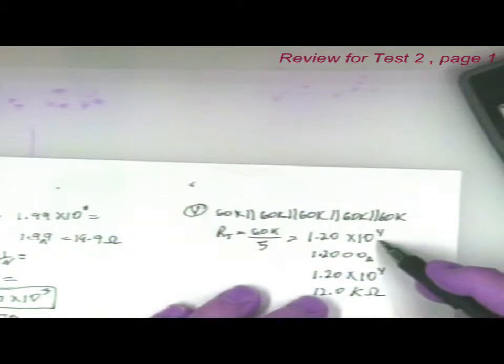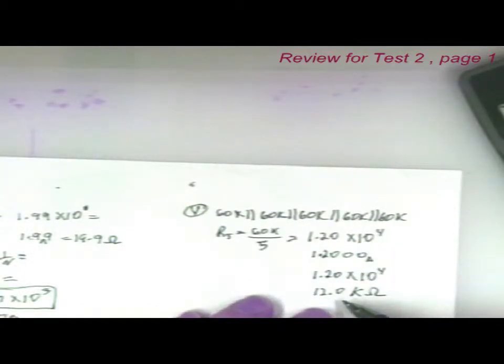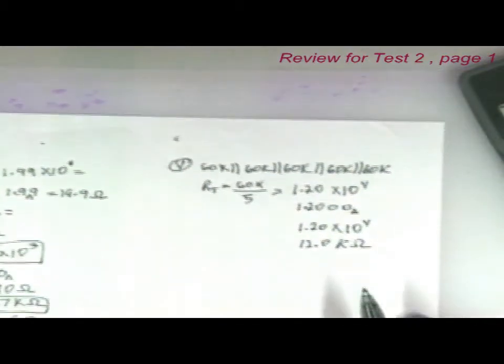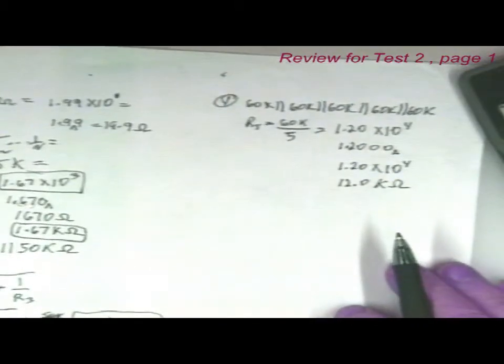I hope you're getting that, and if you're not, you need to go over that a couple of times. That's a fairly important point. The truth is, if you get this answer here, 1.20 times 10 to the 4th, I will know you know what you're doing, so I'll give you partial credit. But why not get full credit and put down 12.0 K ohms? Okay, there's that one.